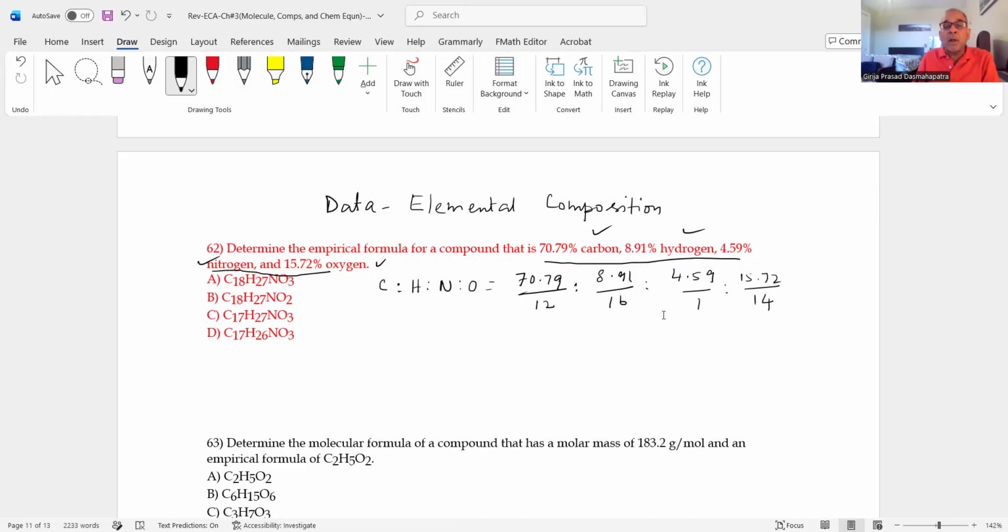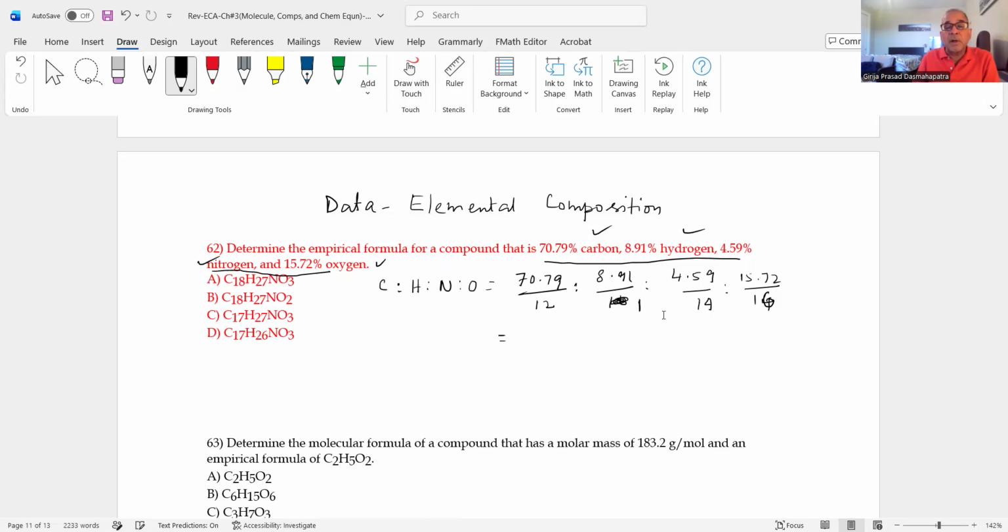Sorry, this is oxygen, so oxygen will be 16. This one is hydrogen, this will be 1. Sorry, this one is nitrogen. So be careful. You divide by the appropriate atomic weight. This is carbon, so divided by 12. The second one is hydrogen, divided by 1. The third one, 4.59, is nitrogen, divided by 14, and oxygen by 16. Then divide and find out the numbers.